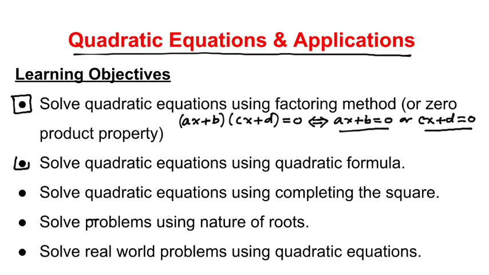The second type of example that we work will be solving quadratic equations using the quadratic formula. So in this one, for any quadratic equation in the form ax squared plus bx plus c equal to 0, the roots are given by the formula x equals negative b plus or minus the square root of b squared minus 4ac, everything divided by 2a, and this formula is the quadratic formula.